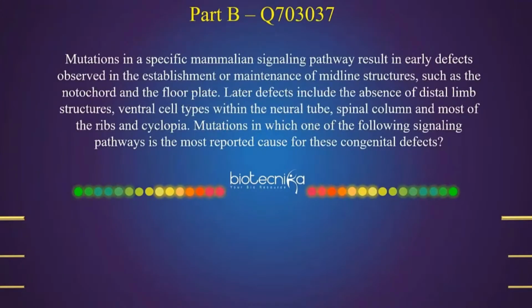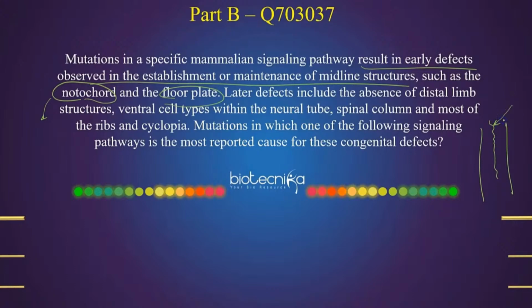Then another question: mutations in a specific signaling pathway result in early defects which are observed in establishment or maintenance of midline structures. Midline structure means, in the body, in the midline we have the vertebral column. The primitive structure is the notochord. Later the notochord forms the vertebral column, and also the floor plate. So this is done by a particular signaling pathway. It is very important.